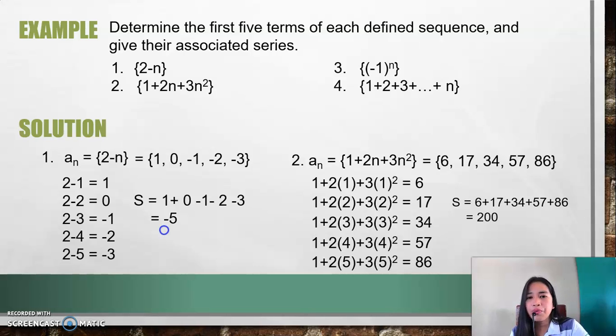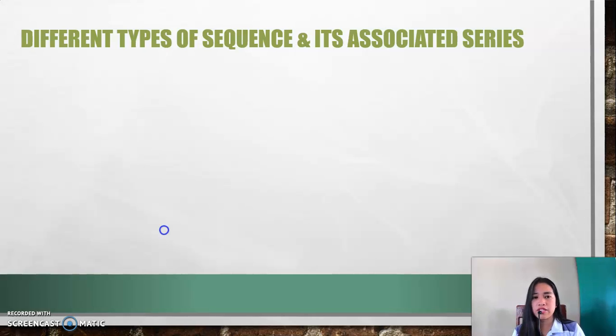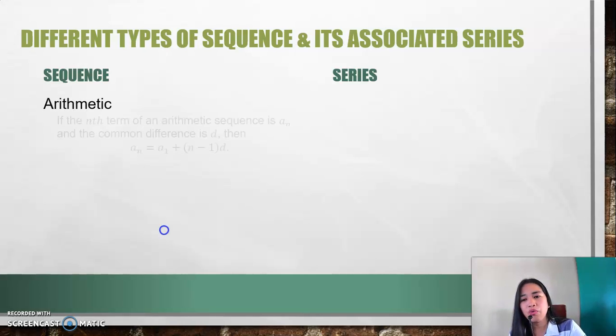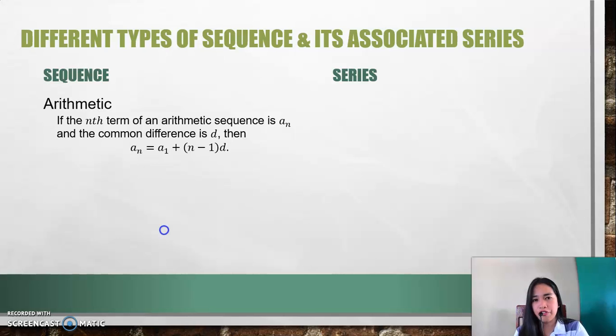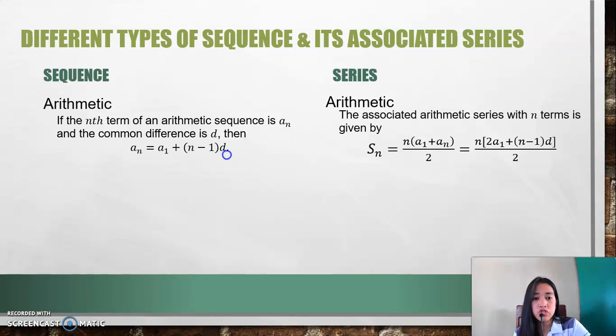Okay, so we have different types of sequence and their associated series. I'm sure you are very familiar. You can actually give me what the types of sequences are. So the first one, or the very common one, is the arithmetic sequence, which has a common difference. If we look for a certain term, we have a formula to use. Its series is our arithmetic series, which is this one. So, we have two formulas to use.